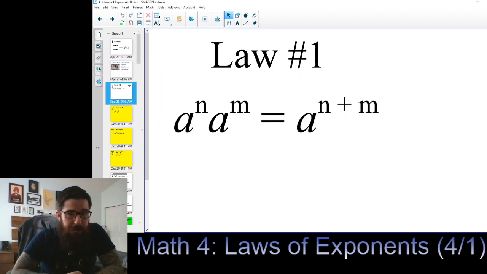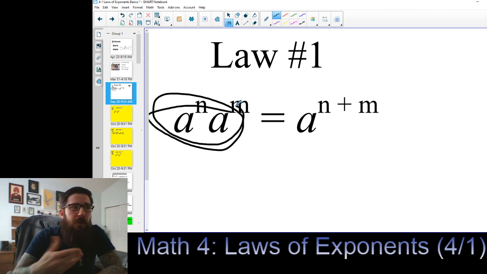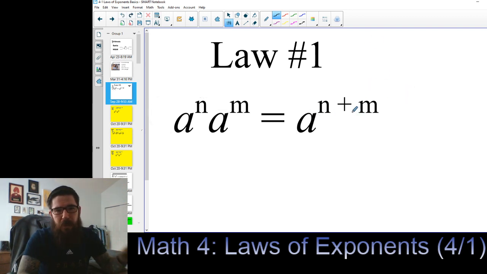Your first law property basically suggests that when you multiply things with the same base, so like these guys right here, that's going to give you an addition of their exponents. These bases have to match. If these two things aren't the same, and this can be a number, it can be a letter, add those exponents. Let's see how we might actually use it.